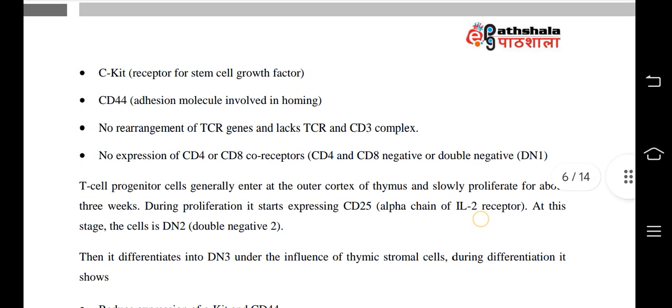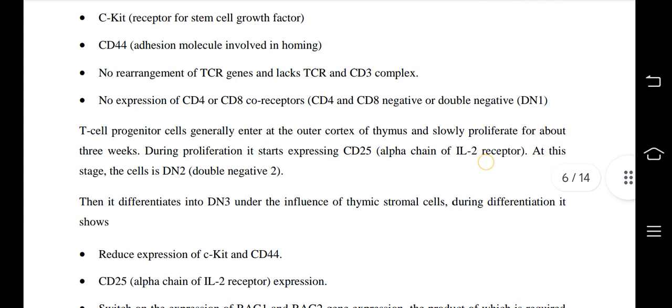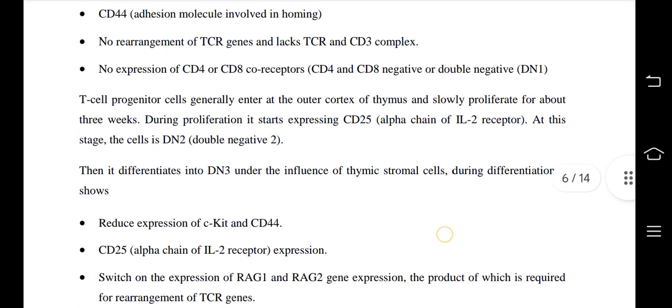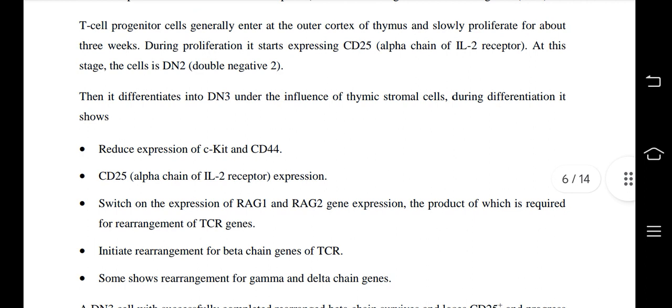T cell progenitor cells generally enter at the outer cortex of the thymus and slowly proliferate for about 3 weeks. During proliferation, it starts expressing CD25, alpha chain of the IL-2 receptor. At this stage, the cell is DN2, double negative 2. Then it differentiates into DN3 under the influence of thymic stromal cells. During differentiation, it shows reduced expression of c-KIT and CD44, and CD25 alpha chain of IL-2 receptor expression.